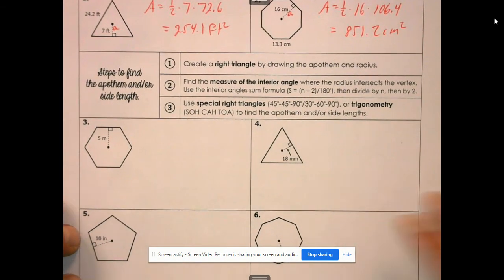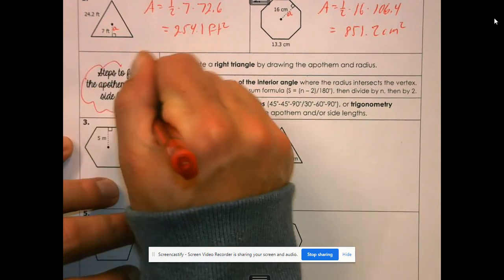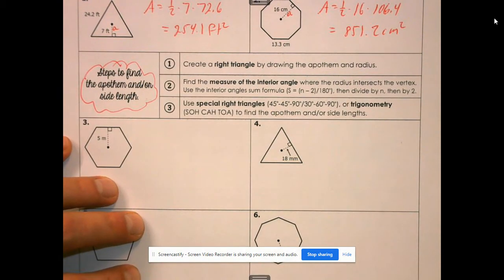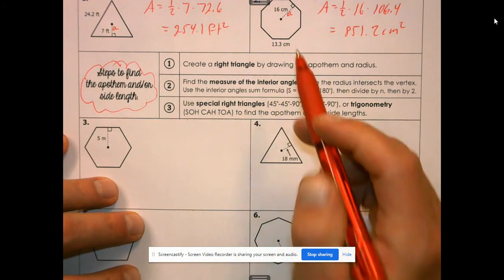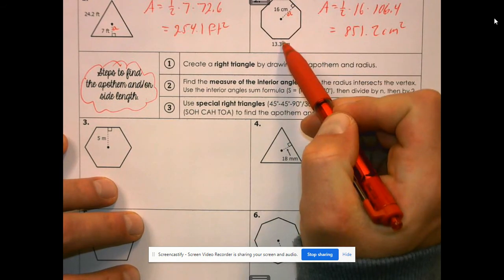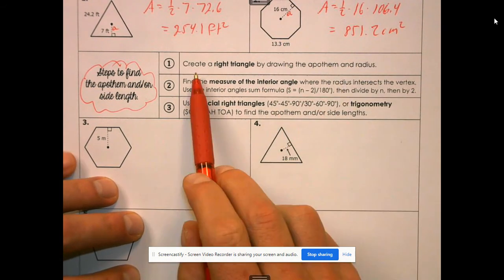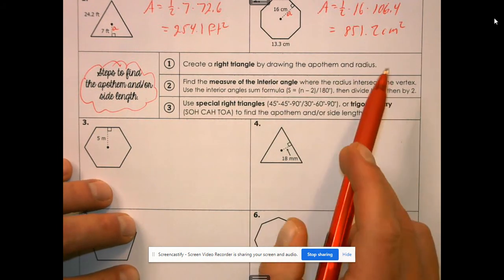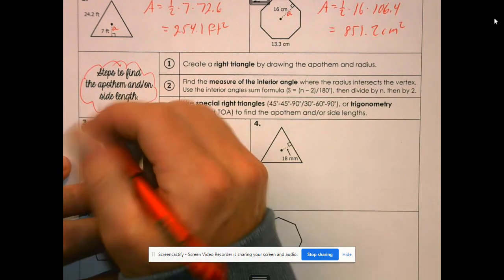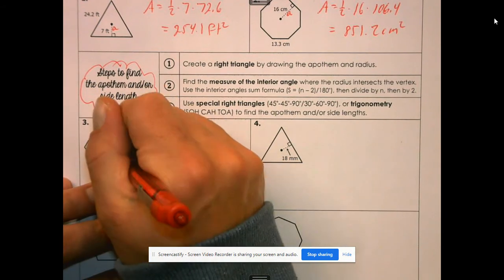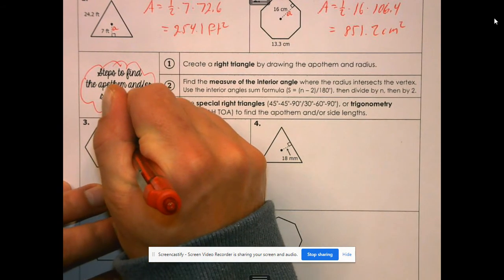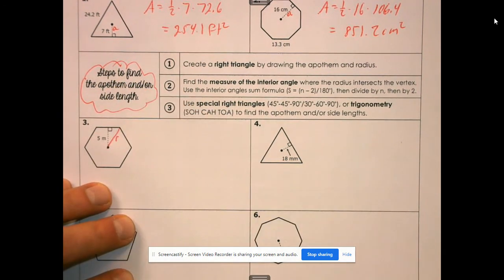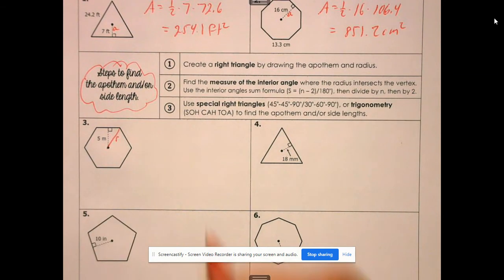Now we pick it up a little bit here, guys. So real key here, guys, these are your steps to find the apothem and or a side length, right? So if we got to find apothem or a side length, we got to use these 3 little steps here. First step says create a right triangle by drawing the apothem and radius. All right, so if I look at number 3 here, I have the apothem, but I don't have the radius, right? We'll call that R. So that's your first step.